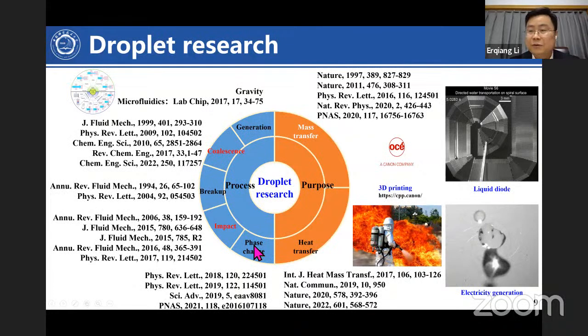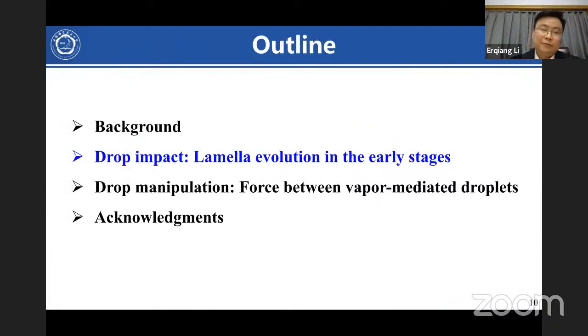For example, like evaporation. I think you have enjoyed the very nice talk by Dr. Yaxing Li 2 weeks ago. He talked about this topic, and I think these two elegant papers are from him. From the perspective of purpose, I would like to say we either focus on mass transfer in drop dynamics, or heat transfer or energy transfer. That is what we always concern, right? Like mass and energy.